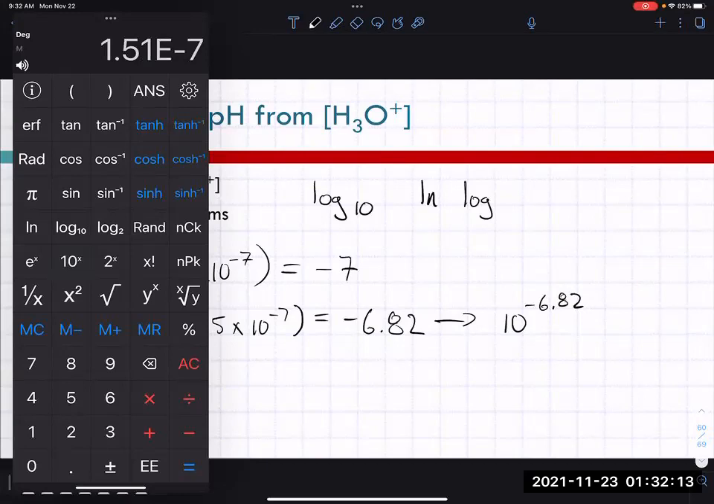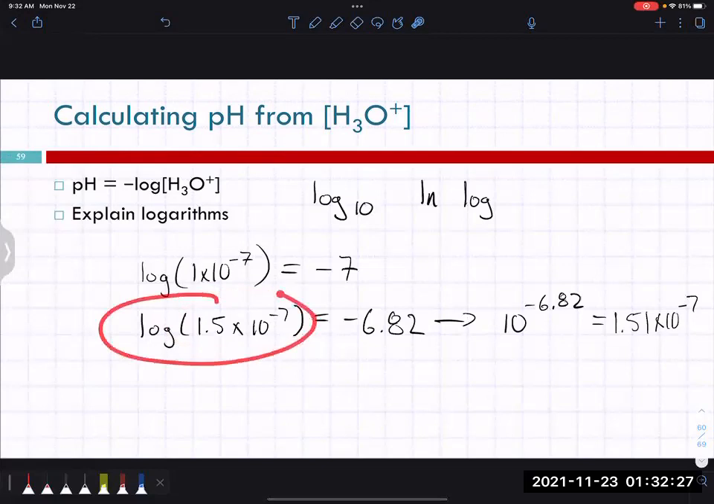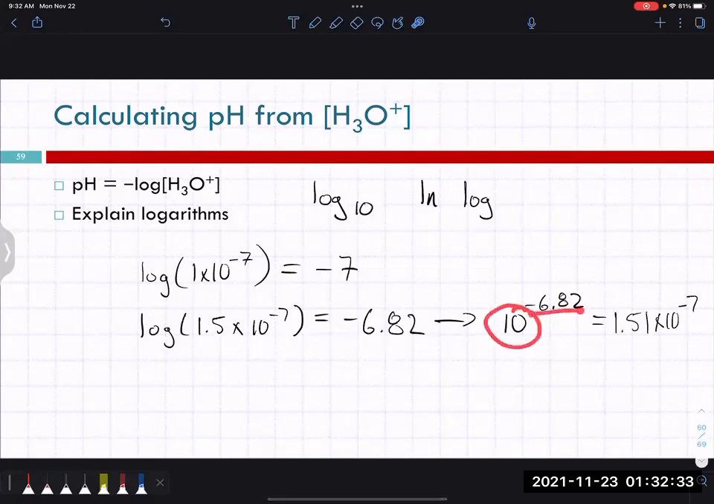It'll give us, and you'll see there's some error here because of rounding, this is equal to 1.51 times 10 to the negative 7. So we started here, and we did the log base 10 to get this number. And then we took this number and we said 10 raised to this power gives us this, which is very close, but because we rounded in the middle, it gets some rounding error.